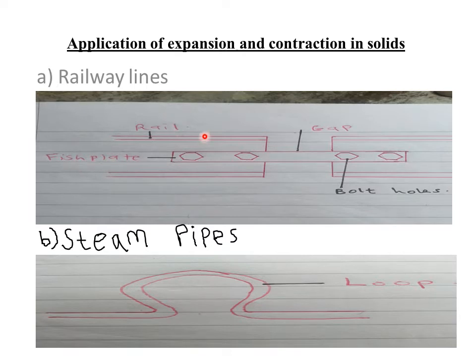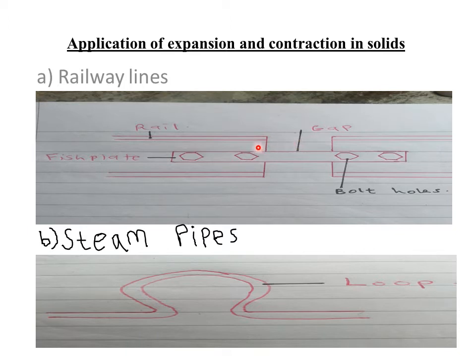Now, how do we apply expansion and contraction in solids? A railway line applies expansion and contraction in solids in that railway lines are always fitted with gaps. Now the question is, what is the function or the purpose of these gaps? Railway lines are fitted with gaps to allow room for expansion.